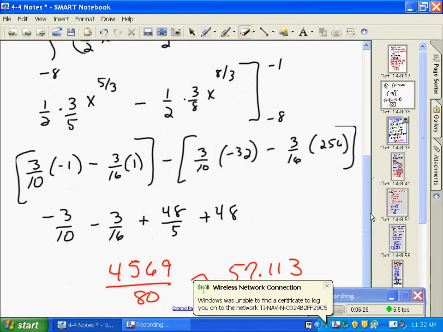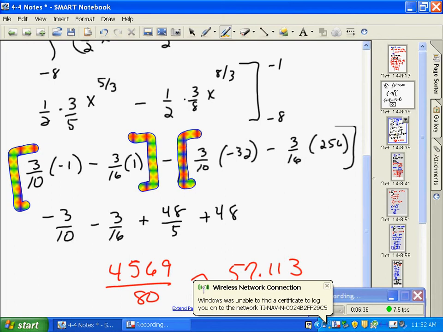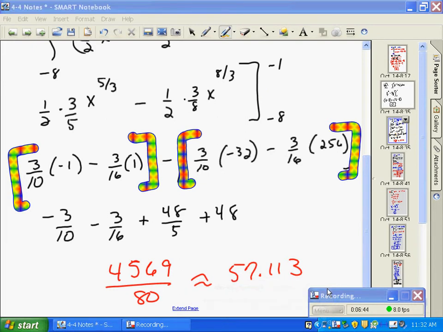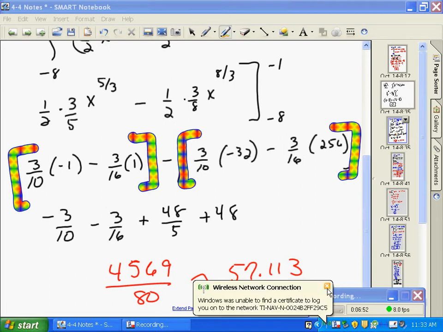And again, please emphasize the fact that right here is plugging in the -1. That's the first set of brackets. Second set of brackets is when I plug in the -8. And then I got a final answer of 4569 over 80, which is about 57.113. Okay? Now those are pretty much basic fundamental theorem of calculus problems, just finding the integrals, the definite integral.